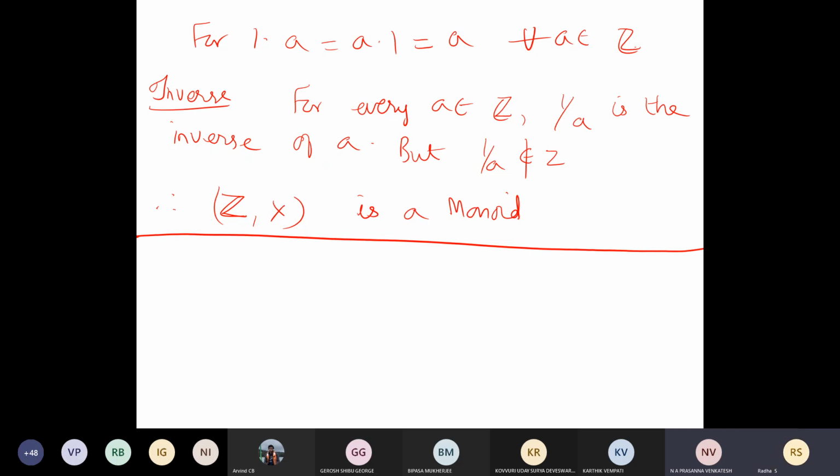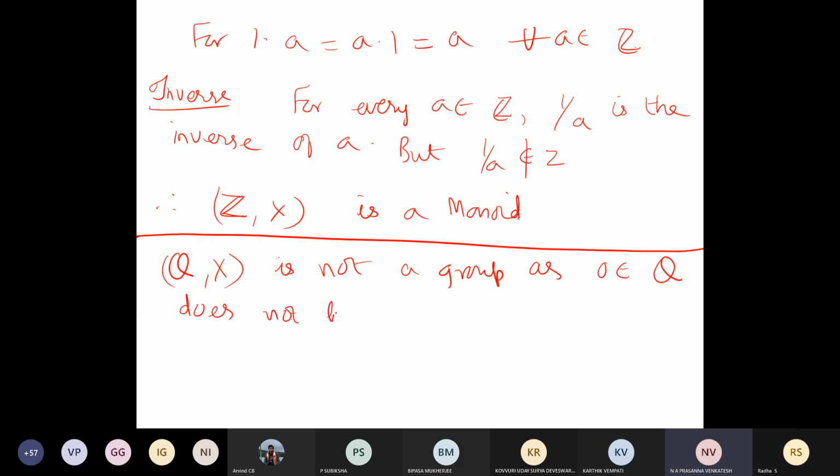Think about it. Something has to be removed from rational numbers. Maybe rational numbers except 0. Maybe that is the correct thing. You have to remove 0 from the set of rational numbers, then it forms a group, right? So Q under multiplication is not a group, as 0 belongs to Q and does not have a multiplicative inverse.